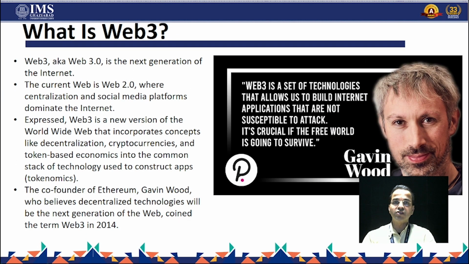Web 3.0 is the next generation of the Internet. The current version we are working on is Web 2.0, which is totally based on a centralized network system. Web 3.0 is a new version of the World Wide Web that incorporates concepts like decentralization, cryptocurrencies, and token-based economics into the common stack of technology used to construct apps. Tokenomics. The co-founder of Ethereum, Gavin Wood, believes decentralization technologies will be the next generation of the web, which is Web 3.0.